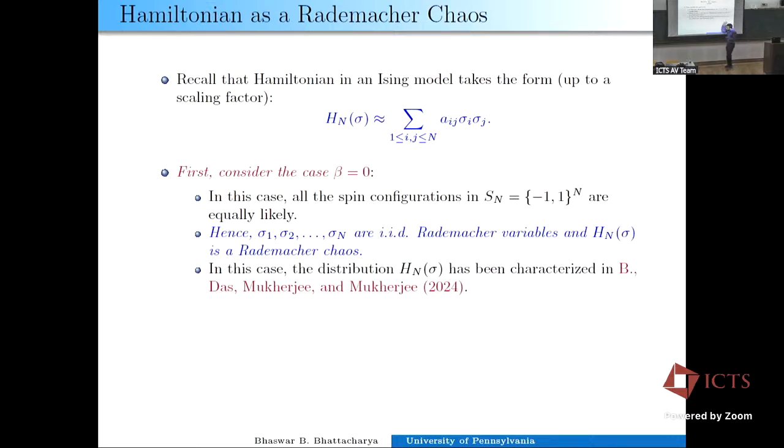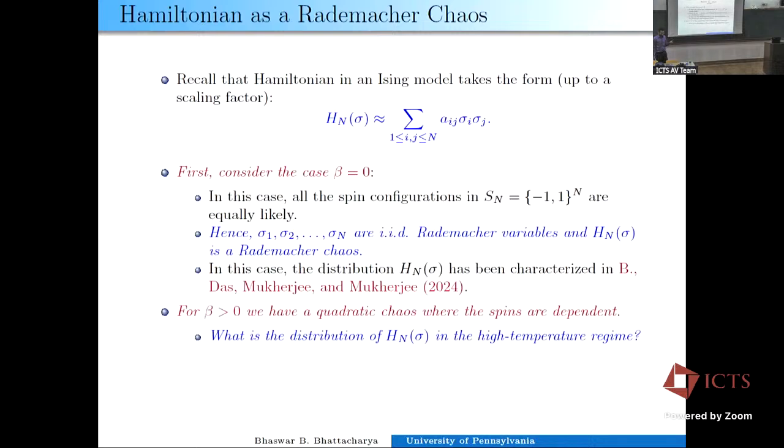And we have described the limiting distribution of that at 0. At 0 it is just an independent model, as in the previous work. Now the challenge here is to do it for positive beta, where you have dependence. Whenever you have a positive beta, these spins become dependent. So this becomes a dependent Rademacher chaos, right? It makes it much harder. So what is the distribution of the Hamiltonian in the case where you have a positive beta? That's a hard problem in general, because the spins are dependent.